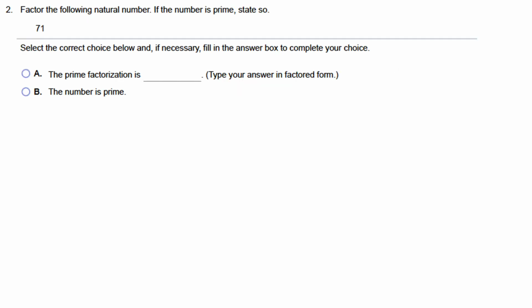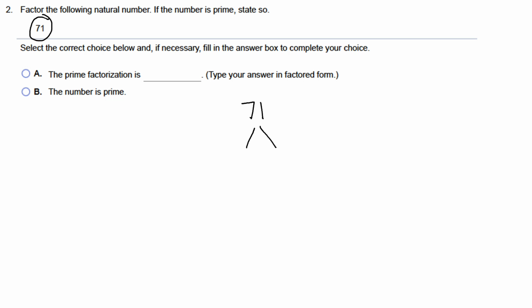This question asks us to factor the following natural number. If the number is prime, state so. Here we have the number 71. We're going to try to take the number 71 and factor it into a group of prime numbers. First, we need to see if we can come up with two numbers that when multiplied together will give us 71.